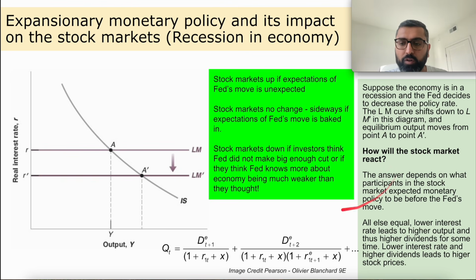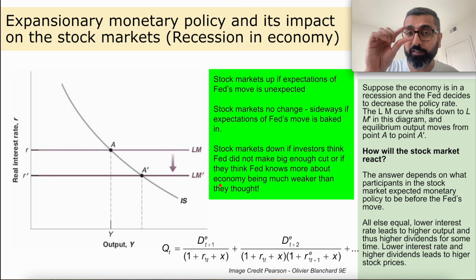Yeah. And so that higher activity or higher output will eventually lead to higher dividends, and higher dividends will lead to higher stock price. Yeah. So it depends on what the expectation was. Similarly, the opposite: if the market expected the rate cut to be much higher, and the Federal Reserve did a much lower cut, then the stock market can actually fall.